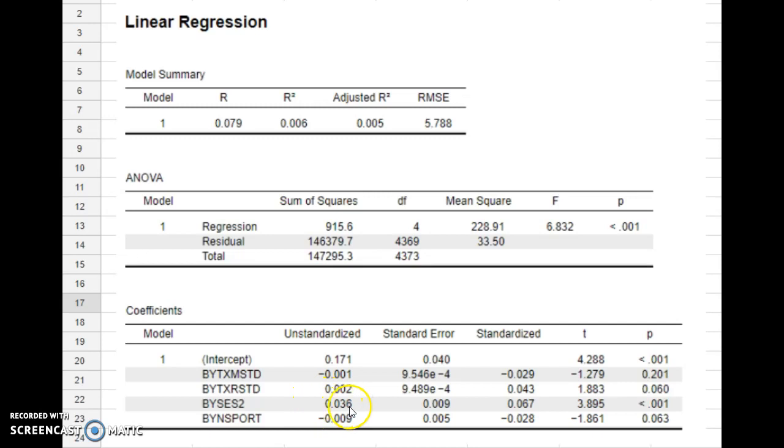Basically, this 0.036 means for every standard deviation higher in socioeconomic status, the student was 3.6% more likely to volunteer. Or, I just realized I'm not familiar with my outcome variable as I should.